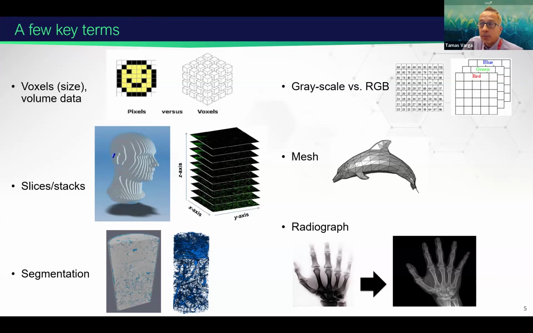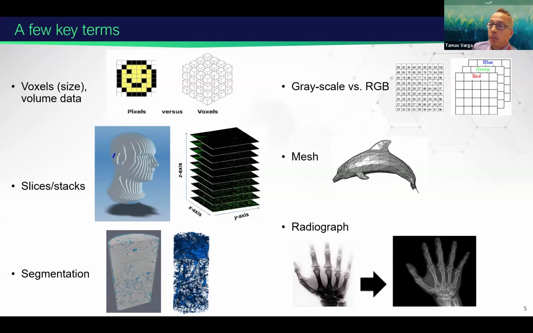Grayscale versus RGB. So grayscale is the raw data. As I mentioned, different grayscale intensity corresponds to different absorption. Basically, a grayscale image has one intensity value for each voxel, while a colored RGB image has three values associated with each voxel: red, green, and blue intensity.